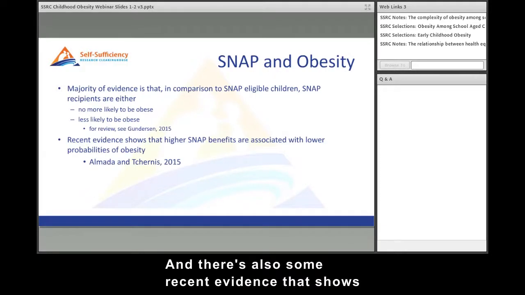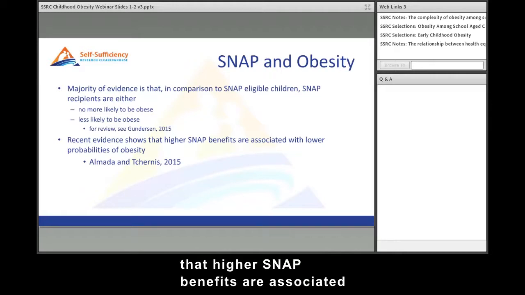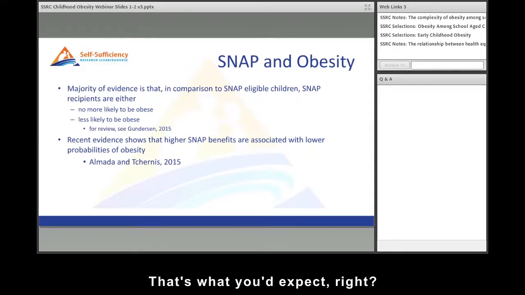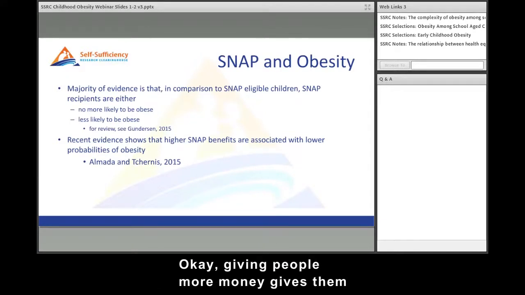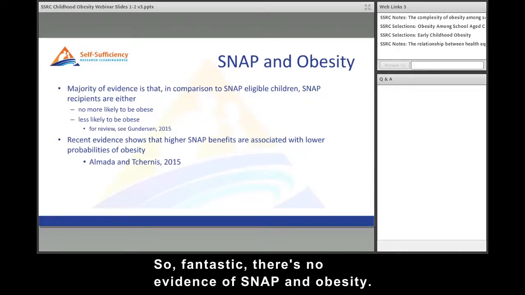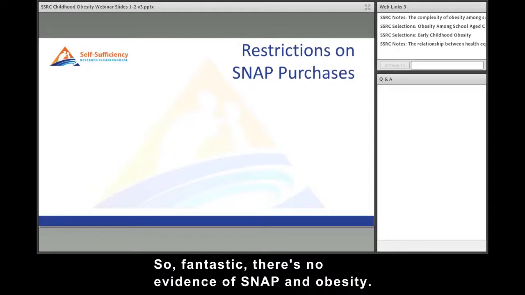There's also some recent evidence that shows that higher SNAP benefits are associated with lower probabilities of obesity. So in other words, those getting more SNAP benefits are less likely to be obese. That's what you'd expect, right? You're giving people more money, which gives them a wider selection to choose from, things like this. So fantastic, there's no evidence linking SNAP and obesity.